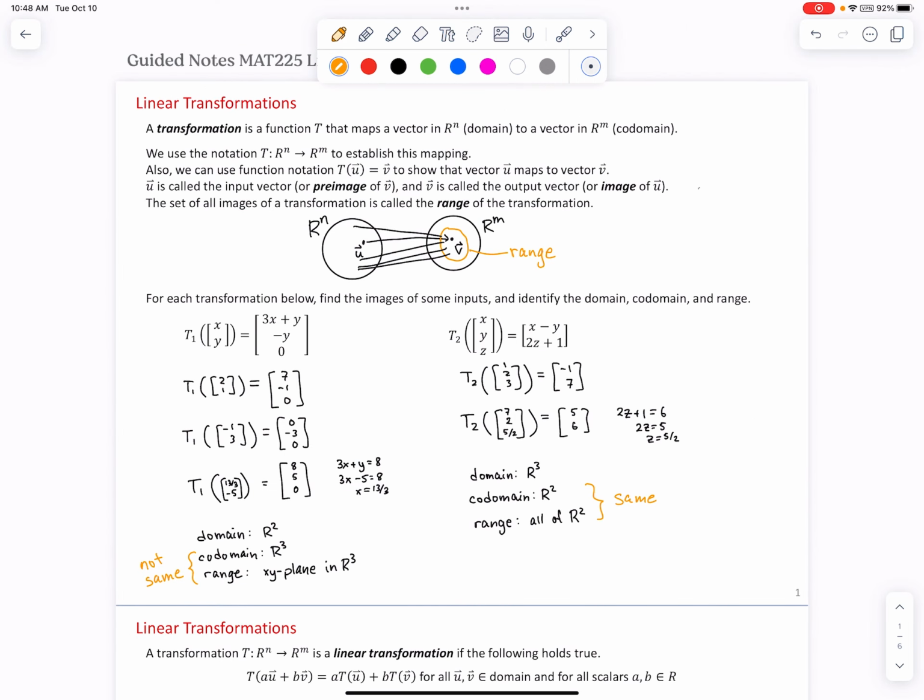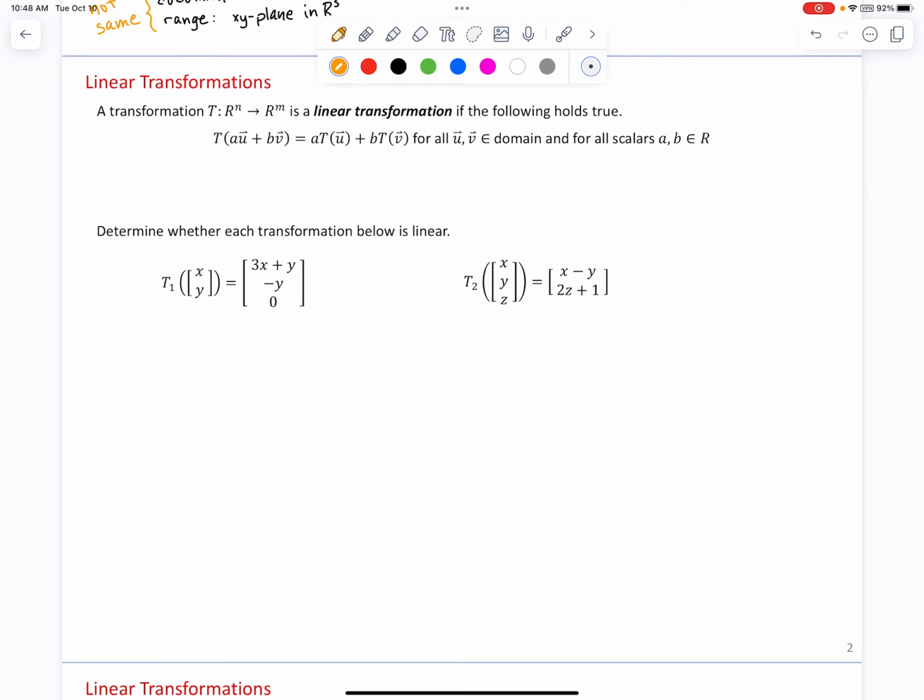Okay, let's go to the next page. A transformation T from Rn to Rm is a linear transformation if the following holds true. The transformation must have the linear property that the same linear combination of input vectors will produce the same linear combination of output vectors, for any input vectors u and v and for any scalars a and b. Then what we have is a linear transformation.